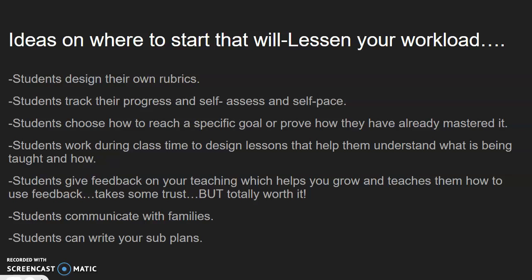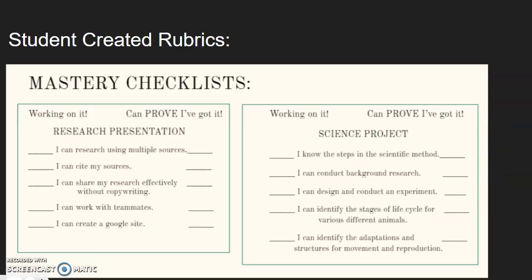Students get feedback on your teaching, which helps you grow and teaches them how to use feedback. It takes some trust, but it's totally worth it. Students communicate with families. Students can write your sub plans. So let's take a look first at student-created rubrics.